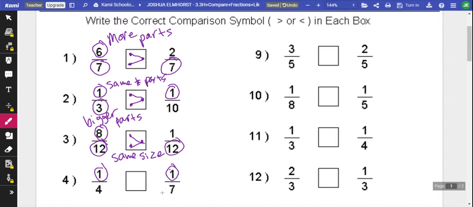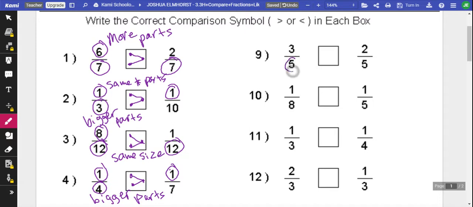Okay, so these are different size parts. This is actually a bigger piece because it's only cut up into 4 instead of 8. Bigger parts right here, 4. And so it's actually going all the way down here where it is greater than, where the left fraction is going to be greater than.